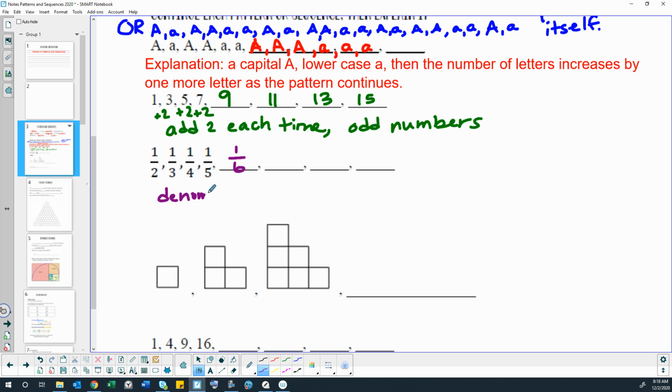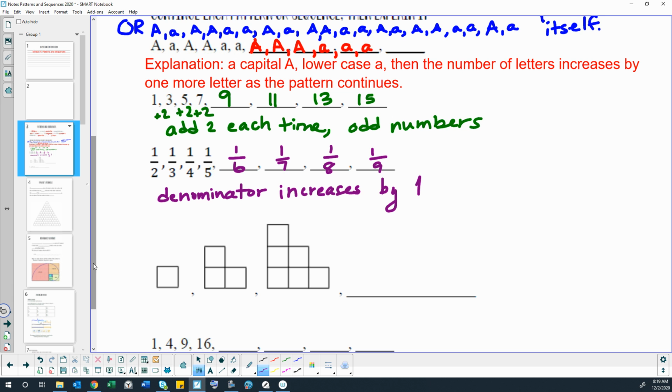denominator or bottom number, whichever way you want to say it, increases by 1. I didn't give myself a lot of space between those letters, so it's hard to read. Okay, so 1/6, which means 1/7, 1/8, 1/9.